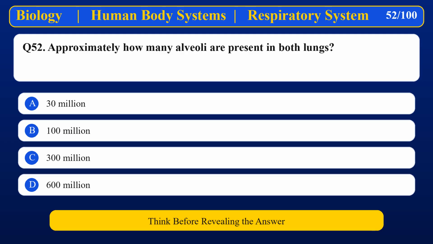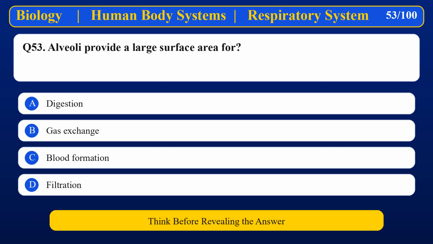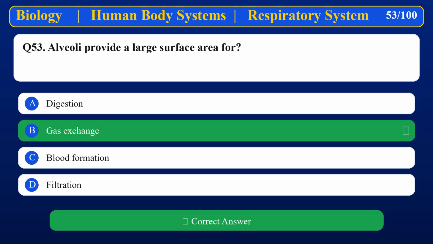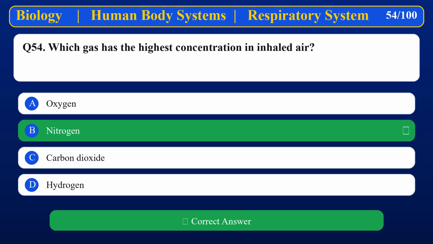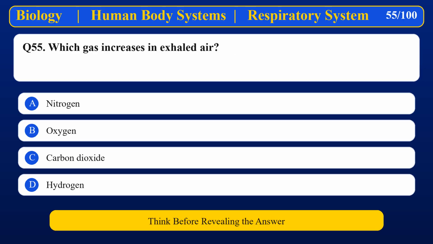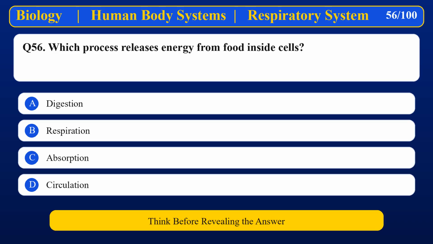Approximately how many alveoli are present in both lungs? 300 million. Alveoli provide a large surface area for? Gas exchange. Which gas has the highest concentration in inhaled air? Nitrogen. Which gas increases in exhaled air? Carbon dioxide.